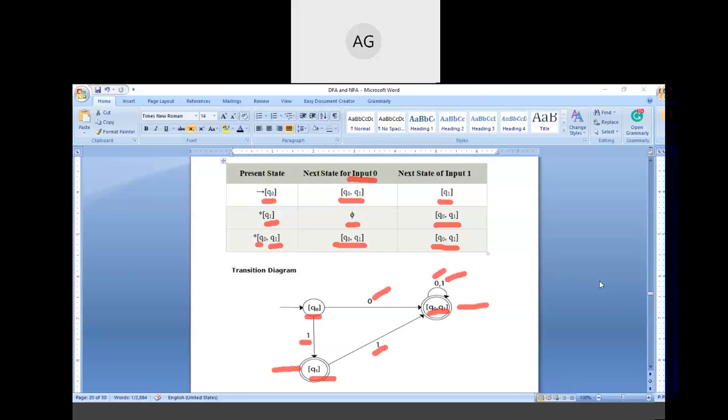Do all of you understand it, or is somebody having some problem? Just write in the chat box. Okay, now we are moving to the next question.